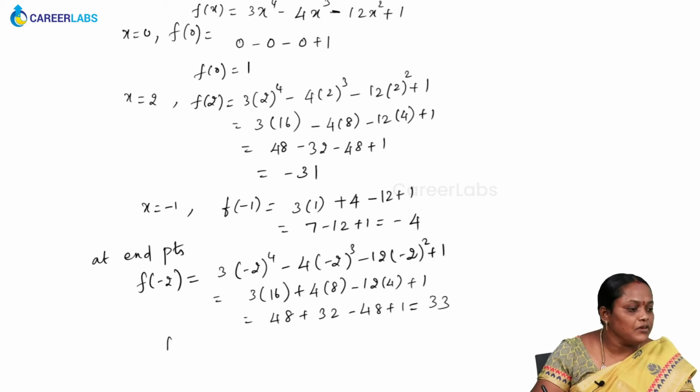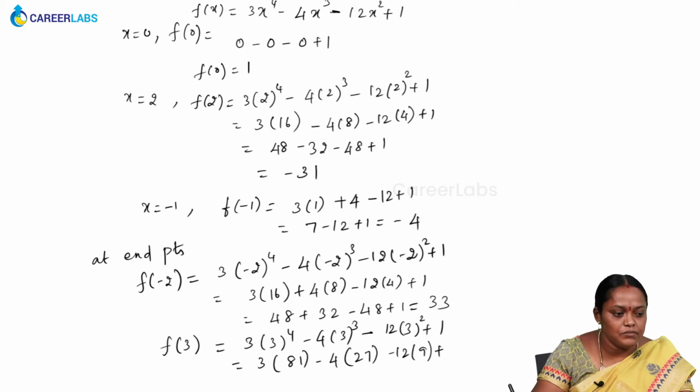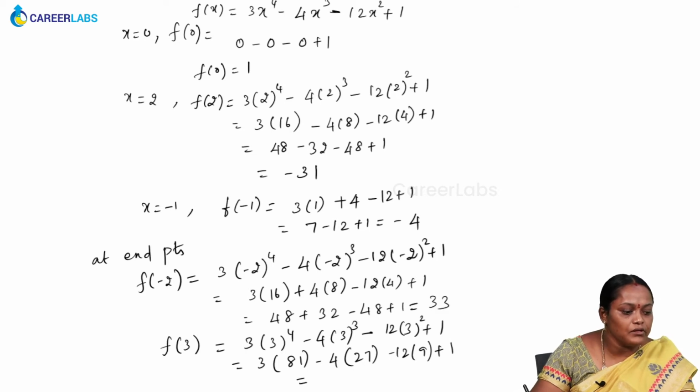Same way, at the other end point, that is 3. So, at x is equal to 3, the value is nothing but 3 times 3 to the power 4 minus 4 times 3 to the power 3 minus 12 times 3 the whole square plus 1. So, this is equivalent to 3 times 81 minus 4 times 27 minus 12 times 9 plus 1. So, when you simplify, this is going to give you the value as 28.